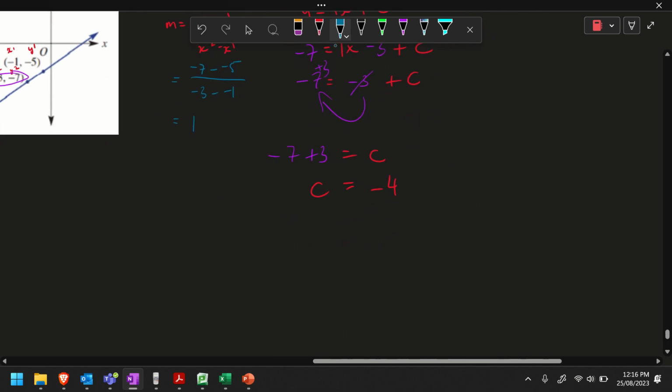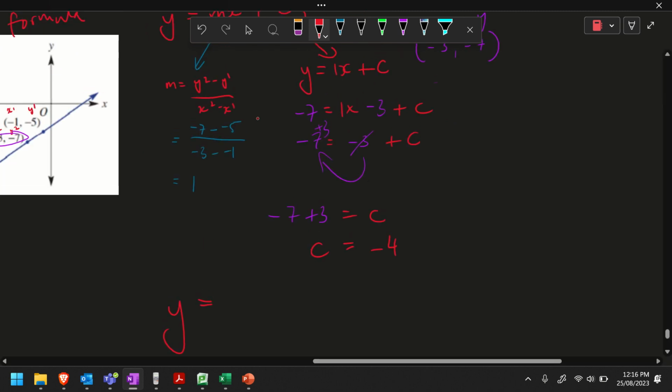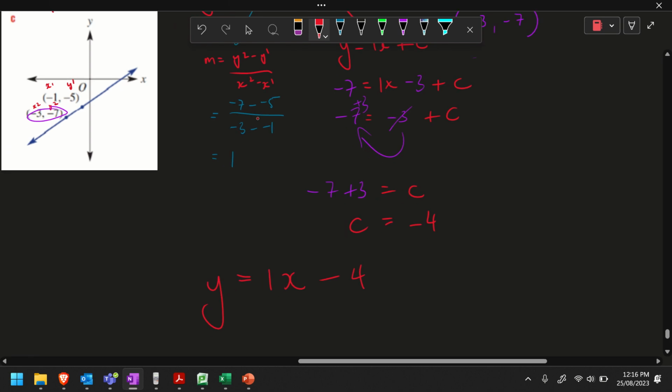So last step, what's the actual equation? It should be y equals, what's my gradient, guys? It's right there. 1x. And then what's my y-intercept? Negative 4. So that's my equation: y equals 1x minus 4.